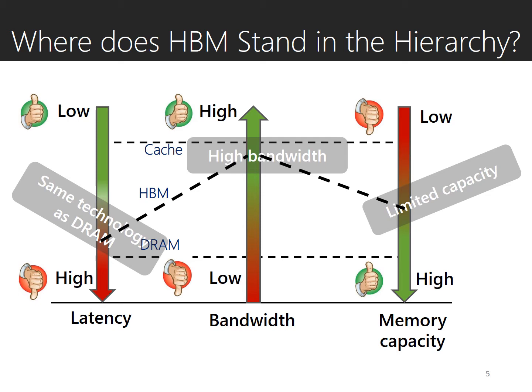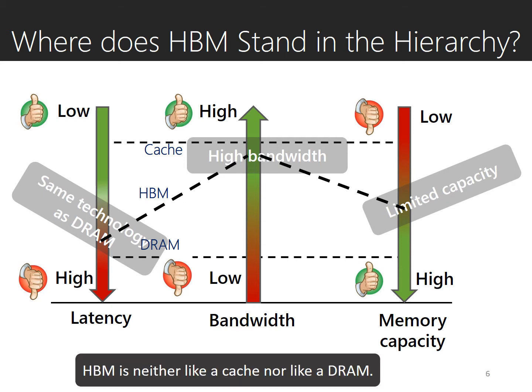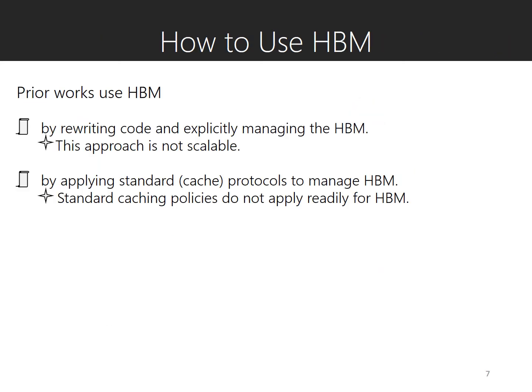HBM has very different characteristics. It has the same technology as DRAM, hence HBM has similar latency as DRAM. But its capacity is limited. On the other hand, HBM has high bandwidth like cache. So HBM is neither like a cache nor like a DRAM. Then how do we use HBM?